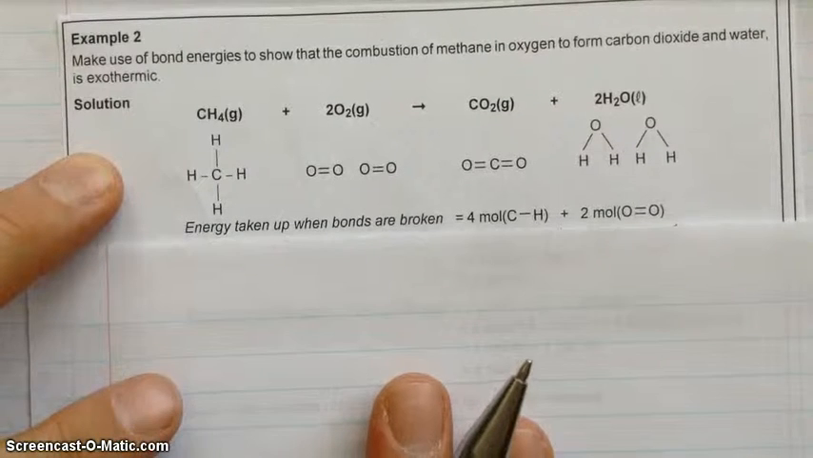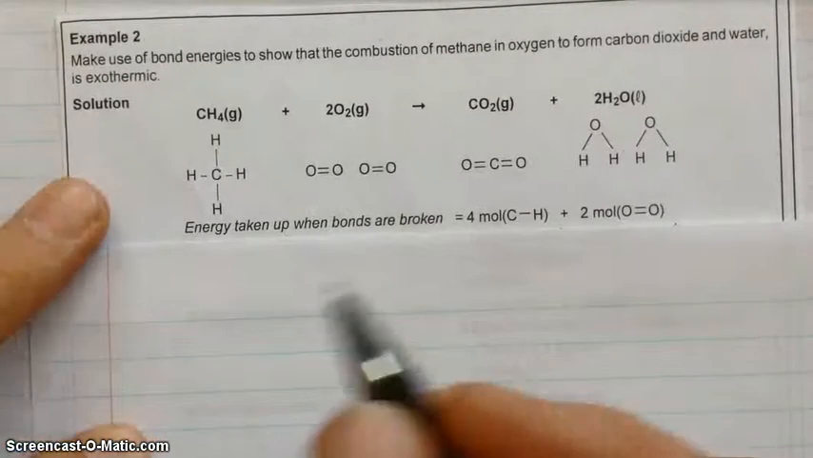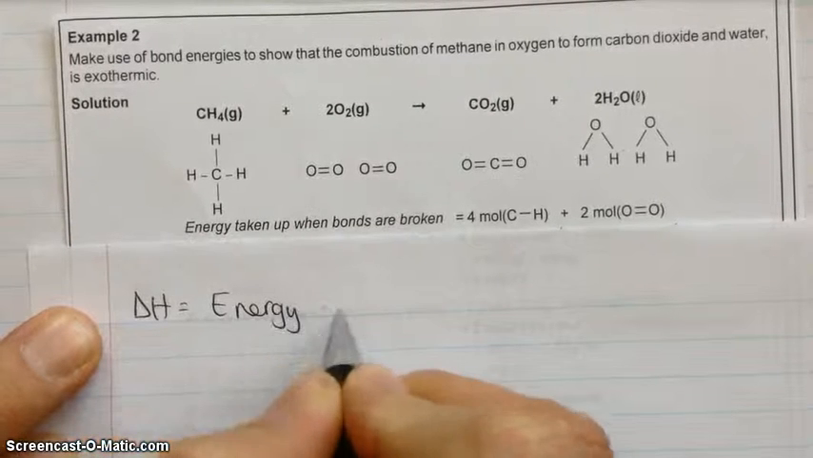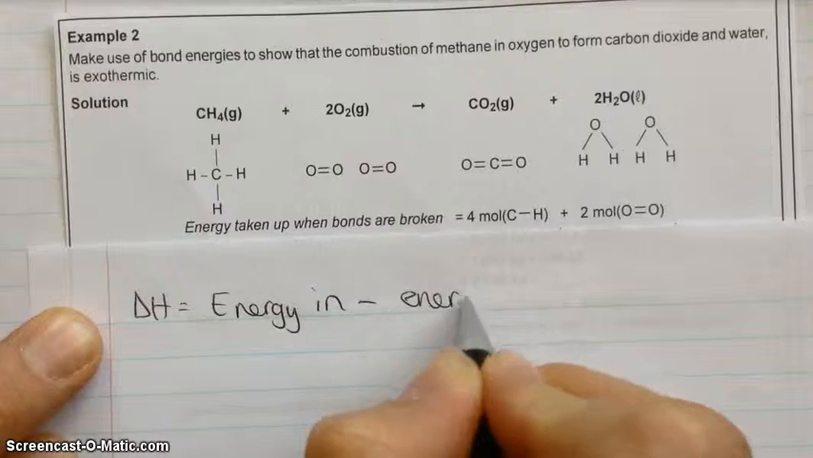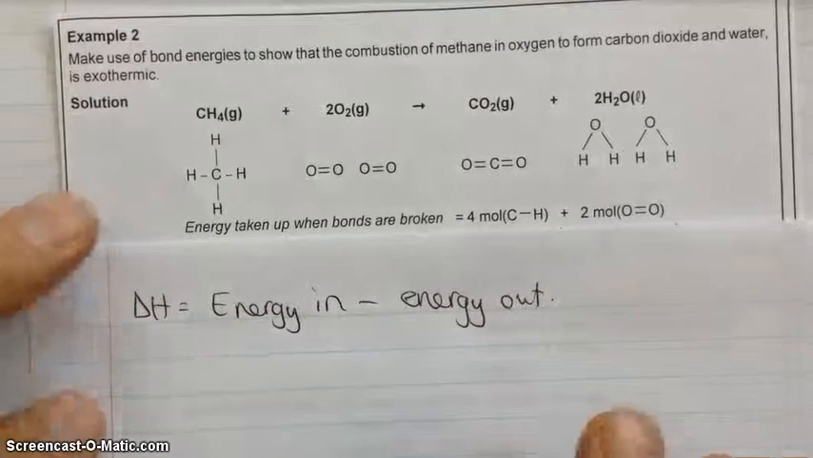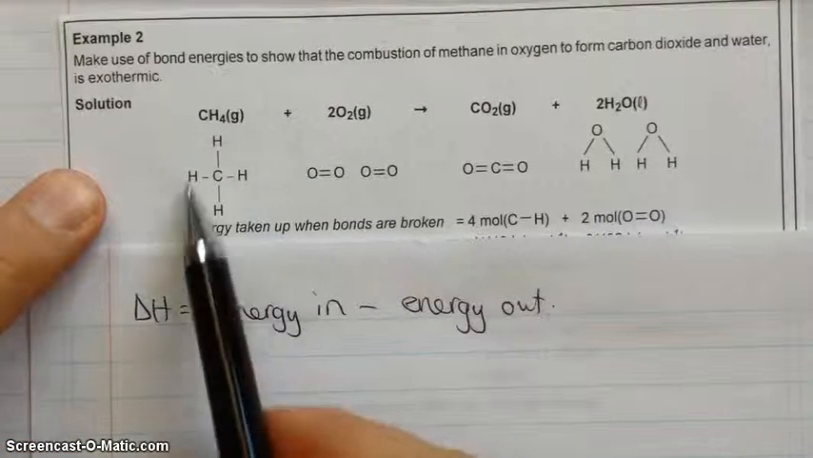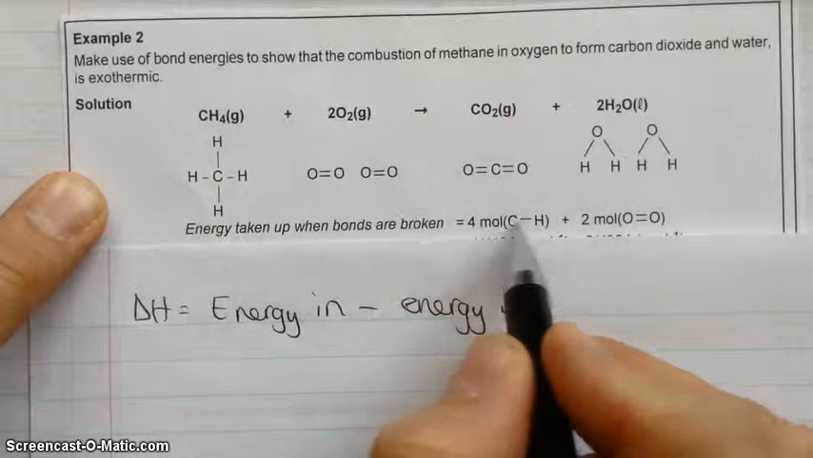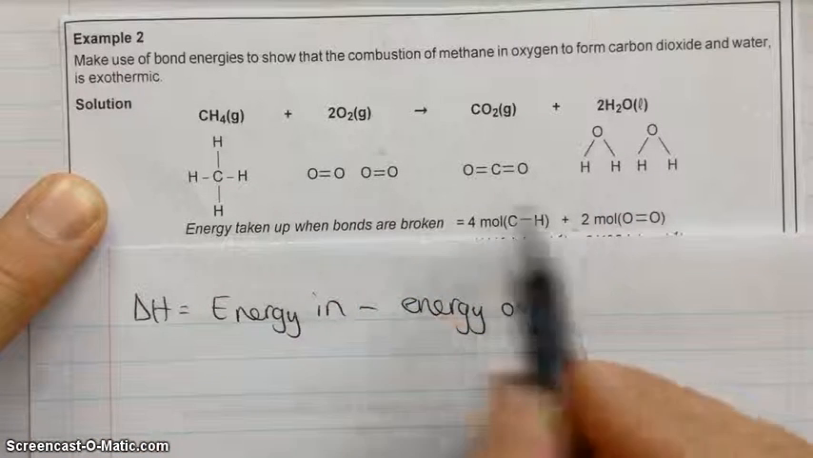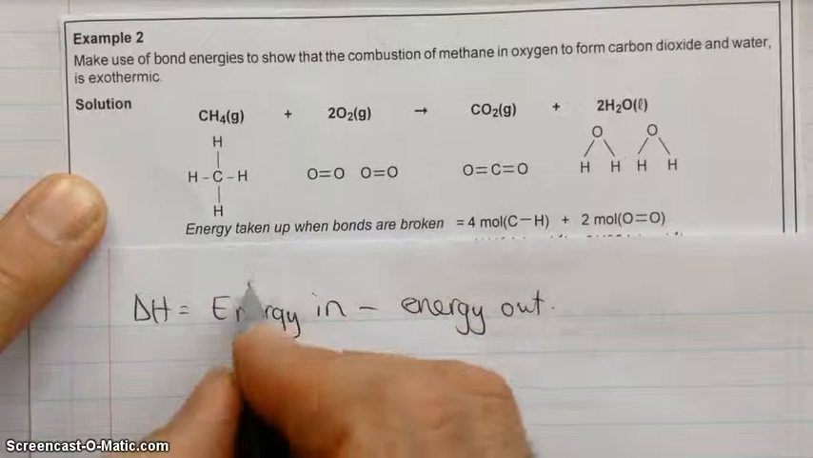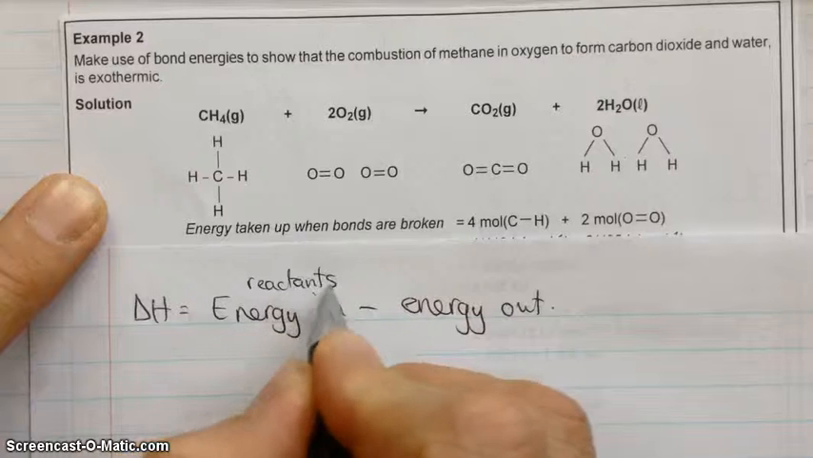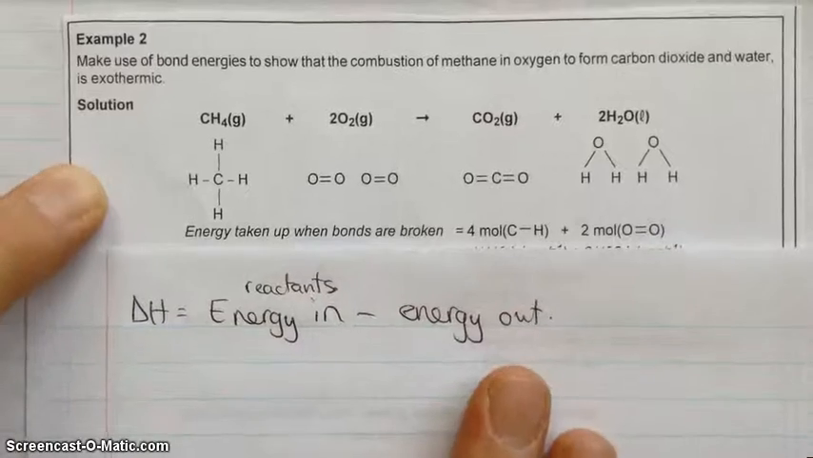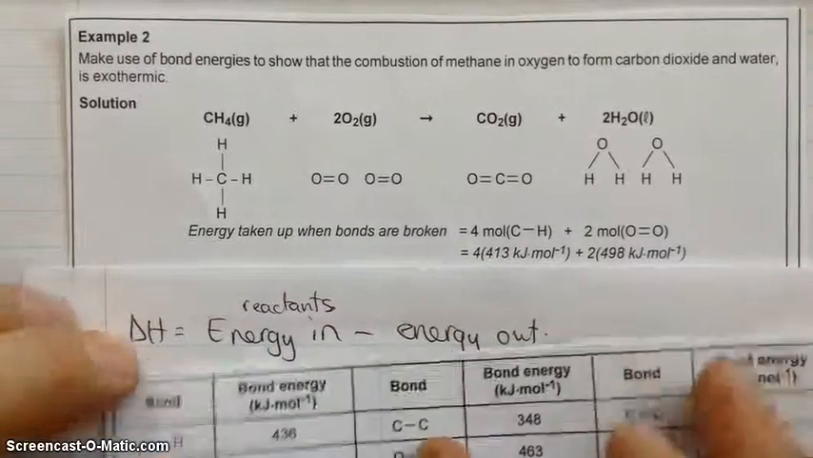Then you need to remember the formula that I used before: delta H equals the energy in minus energy out. Right? So for this molecule, you then see that there are 4 mole of C-H bonds, or there are 4 C-H bonds in, and the oxygen, and remember we're working now with your reactants. So there are 2 mole of O=O double bond oxygen bonds. There's 2 of them. So you will simply get the values from the table.